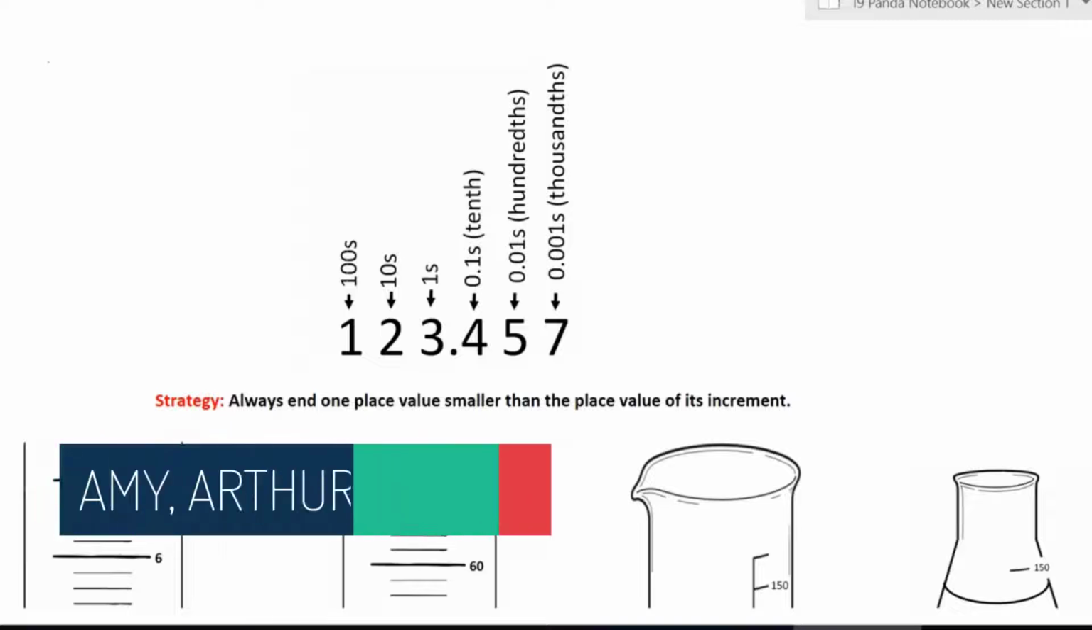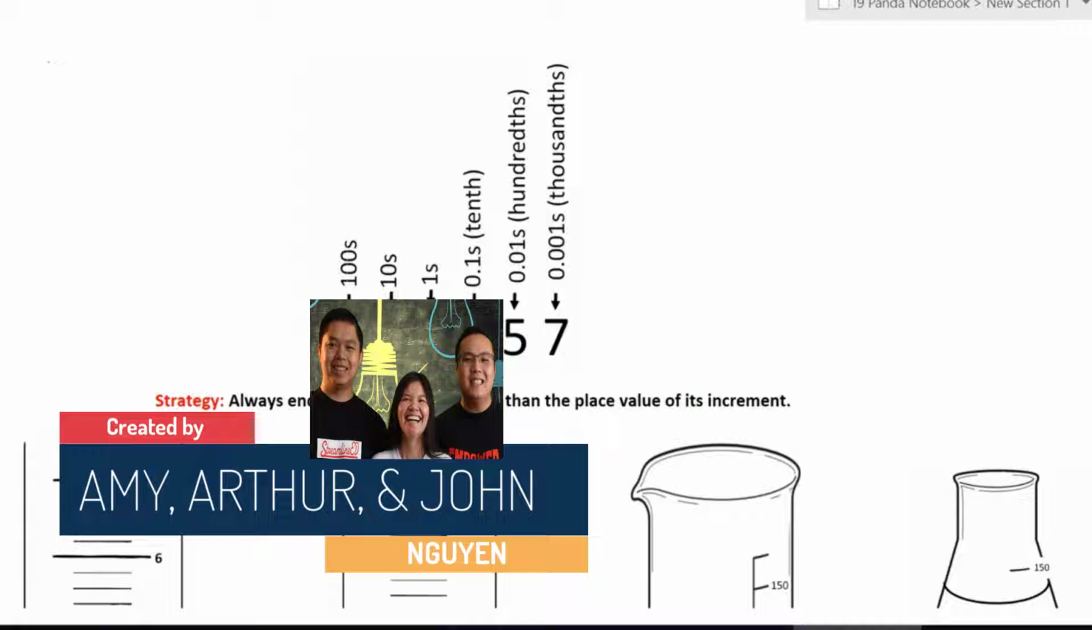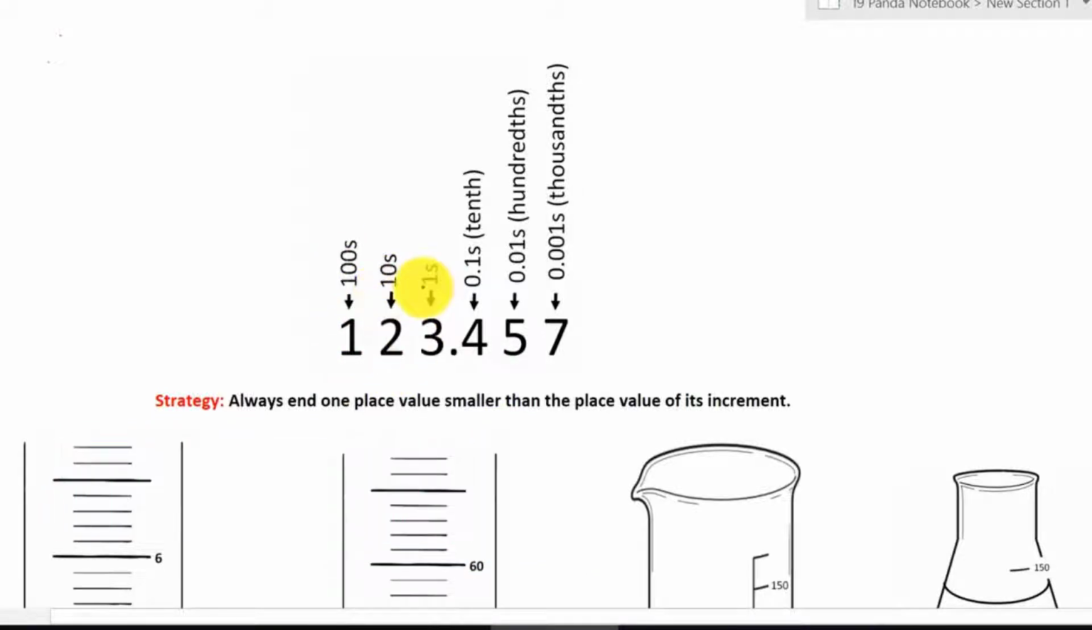In this lesson, we are going to learn how to read measurements of common equipment in a science class. We have hundreds, tenths, ones. After the decimal, the number gets smaller than 1.